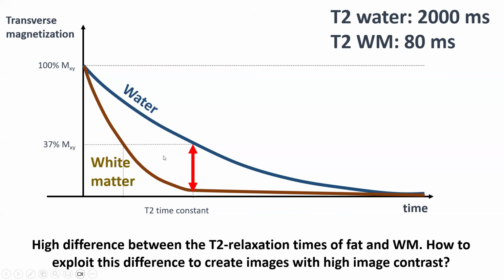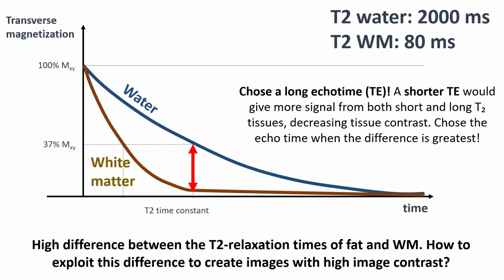How can we use this information to create an image with a lot of contrast between water and white matter? We do that by choosing a long echo time. And why is that? Imagine if we were to choose a short echo time, then basically both structures will have the same degree of magnetization in the main magnetic field and the transverse plane, with very little difference between them. If we wait a longer time for the generation of the echo, we will see a lot of difference.